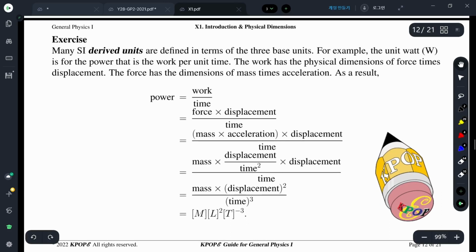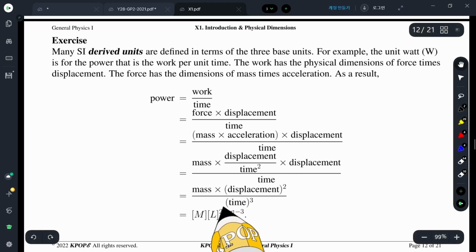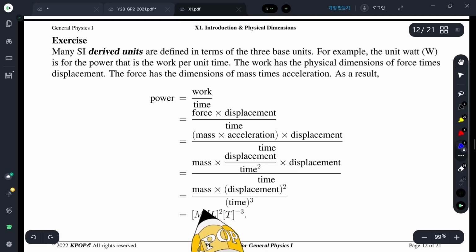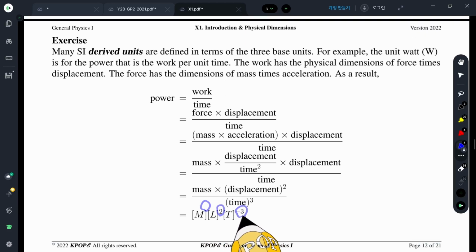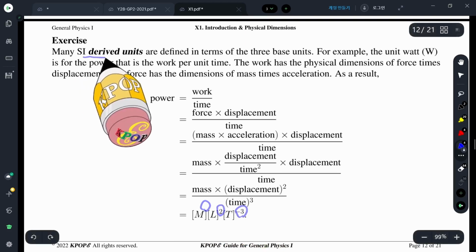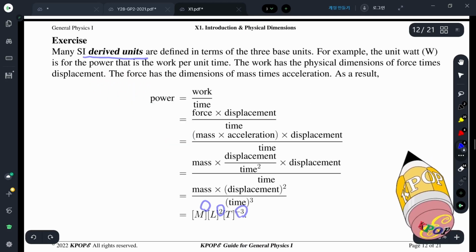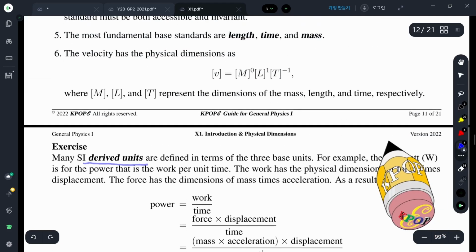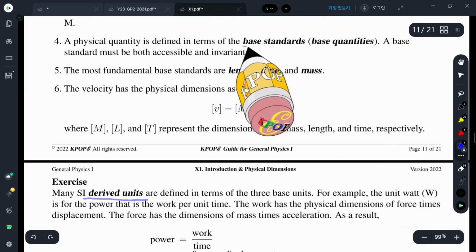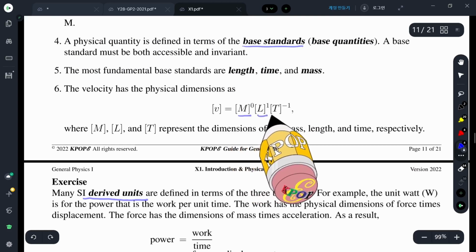However, it is convenient to use, for example, more complicated objects. If you have so many powers in mass, length, and time, it is very difficult to distinguish. So we need some derived units. A derived unit is a practical unit that is not fundamental, and that can always be expressed in terms of the three base standards: mass, length, and time.